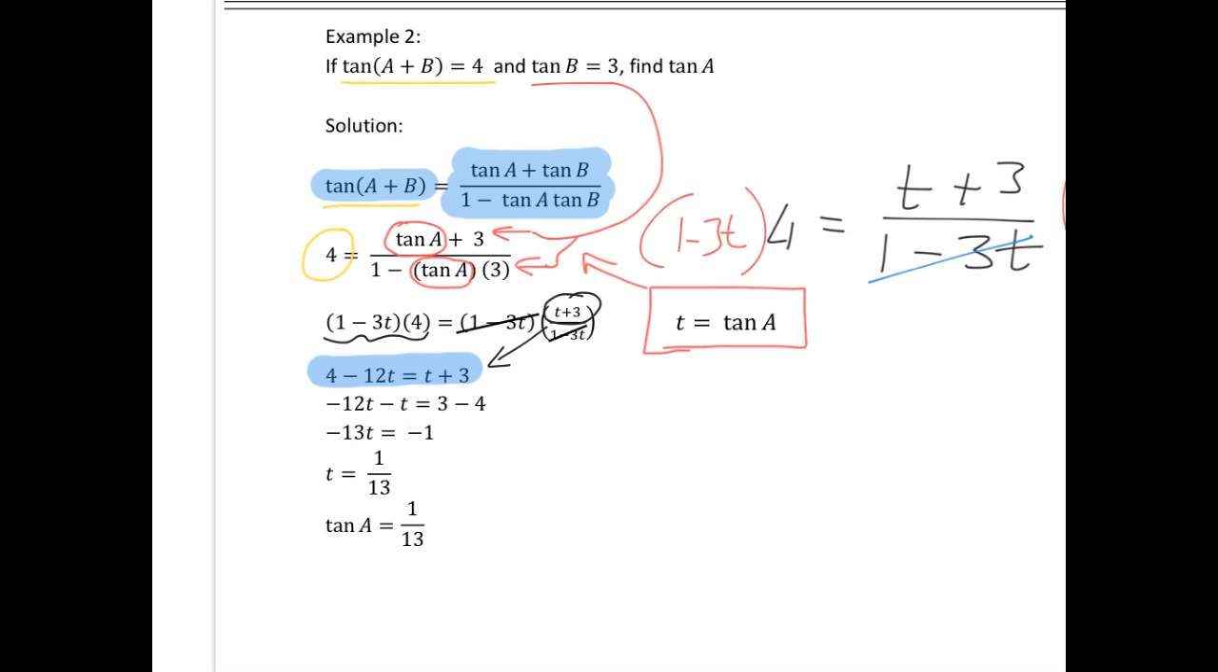Now we reorder this equation to get everything that involves t on the left and everything that doesn't involve t on the right. So we subtract t from both sides, and we subtract 4 from both sides, leaving us with minus 13t on the left, and minus 1 on the right, meaning that t is 1 divided by 13. And I said before that we had tan A is t, so just replacing t with tan A, we get tan A is 1 over 13.